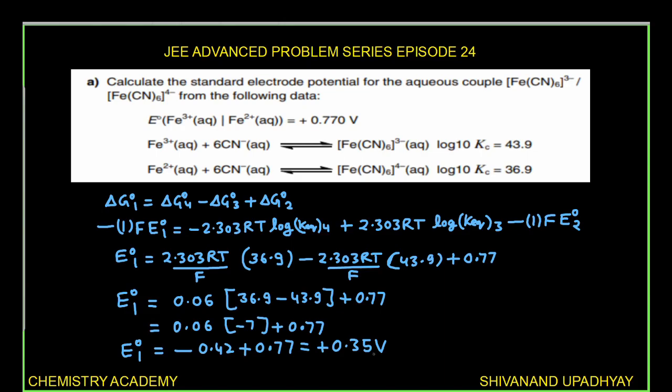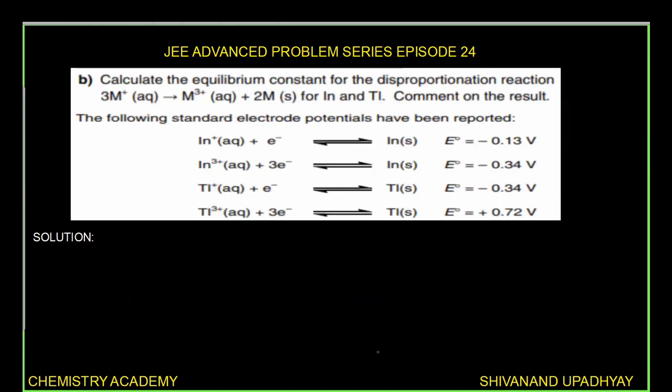Now let us move to the second part. The second part is to calculate the equilibrium constant for the disproportionation reaction.